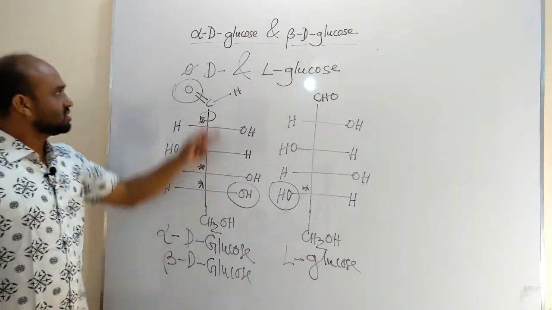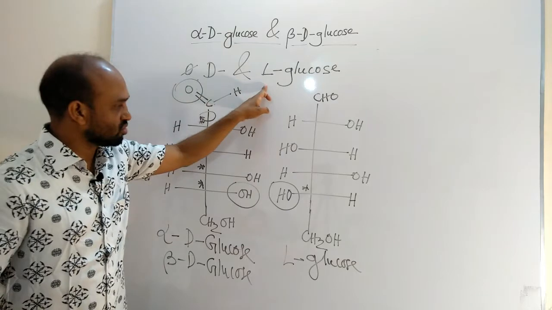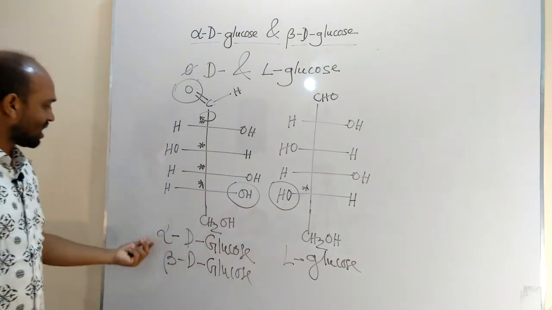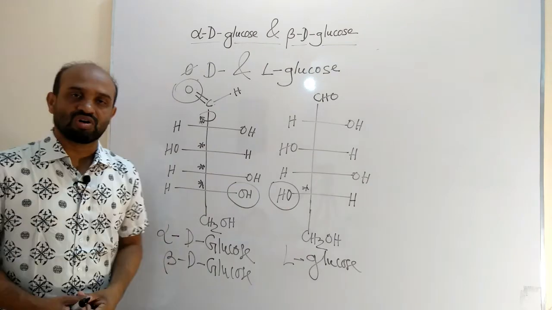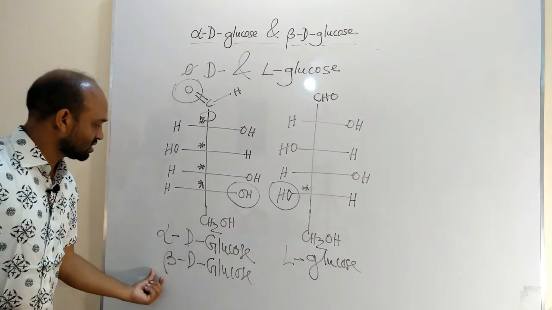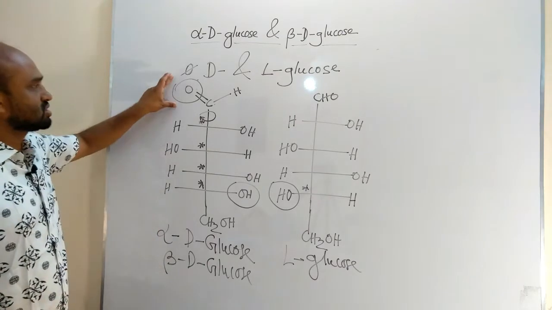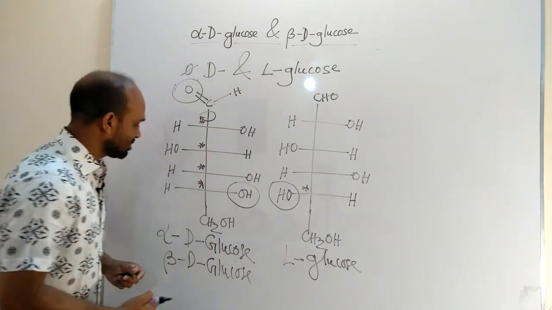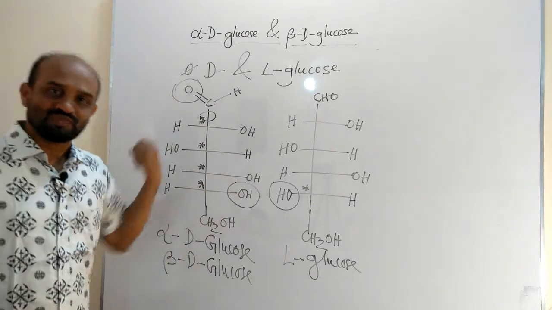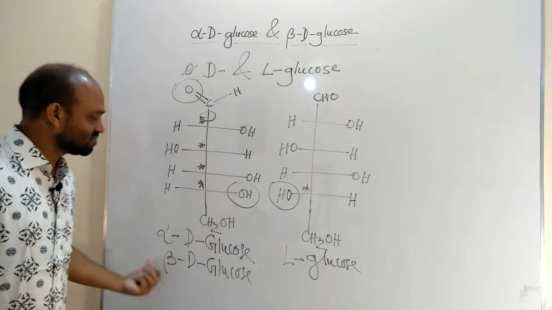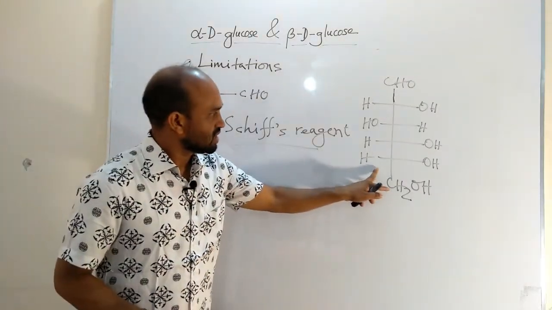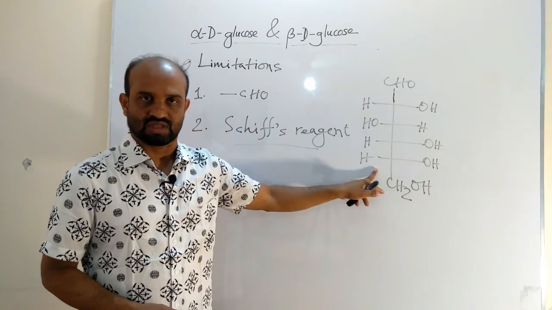Now we learnt D-glucose and L-glucose based on the hydroxyl group, and alpha D-glucose and beta D-glucose based on the carbonyl oxygen. When the carbonyl oxygen is on the right side, it is alpha D-glucose, and when the carbonyl group is on the left side, then it is termed beta D-glucose. Dear students, this is Emil Fischer's D-glucose structure.